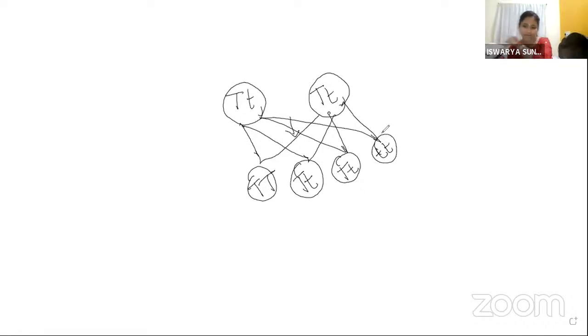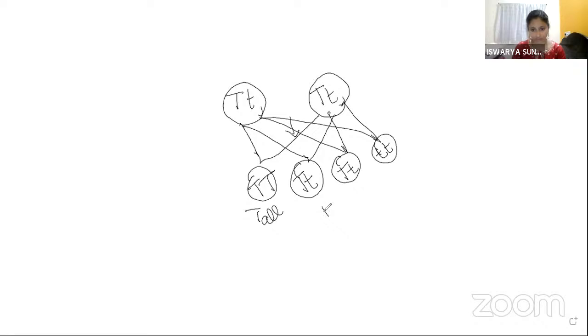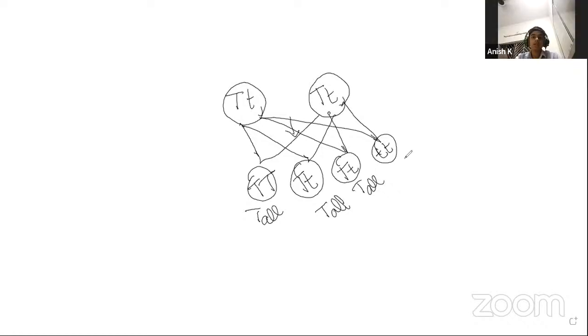Now tell me, how will they appear? Let the genes be there. How will you represent this? By seeing, what will it be? This one? Tall. Very good. These two? Tall. Tall. This one? Short. Why? Dwarf. Why? There are two small t's. Oh, so the small t will be represented only when it gets another small t. So you came to that conclusion.